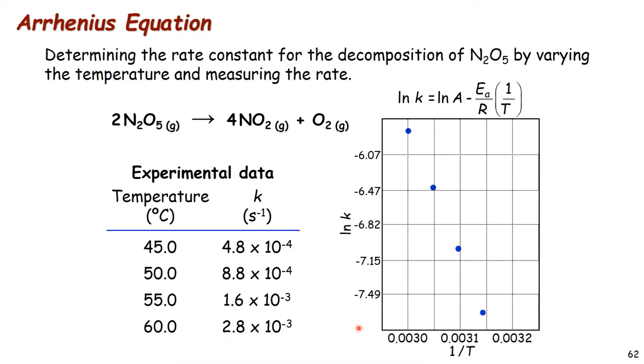Again, just use the trend line, linear regression in Excel. That's going to give you a line, and it's going to give you the y equals mx plus b equation. And therefore, the slope, as we've already seen, is actually negative Ea over R. So Ea is just negative R times the slope. Okay, any questions about the Arrhenius equation so far?